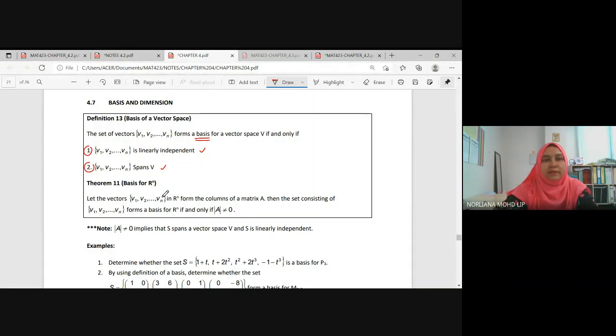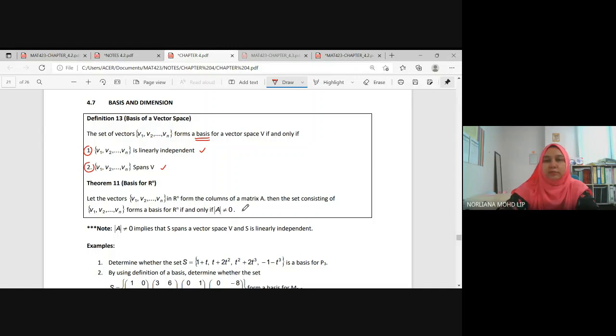Okay, theorem 11, basis for n space. Let the vectors v1, v2 until vn in n space form the columns of a matrix A. Then the set consisting of v1, v2 until vn form a basis for n space if and only if the determinant of A is not equal to 0.